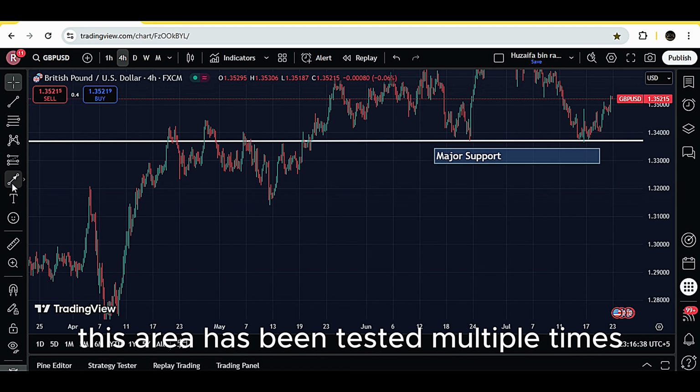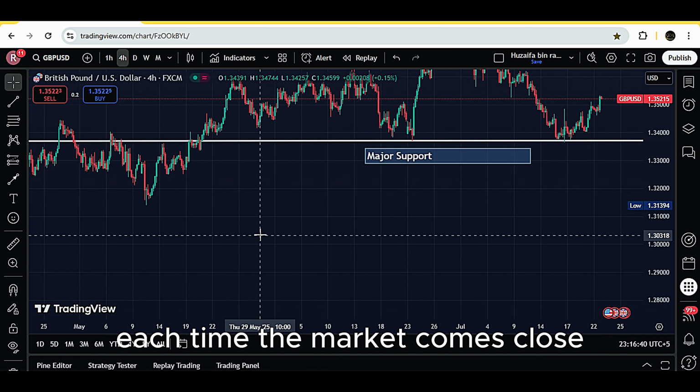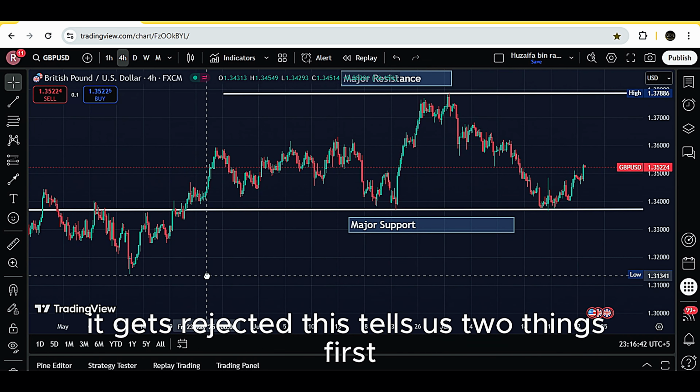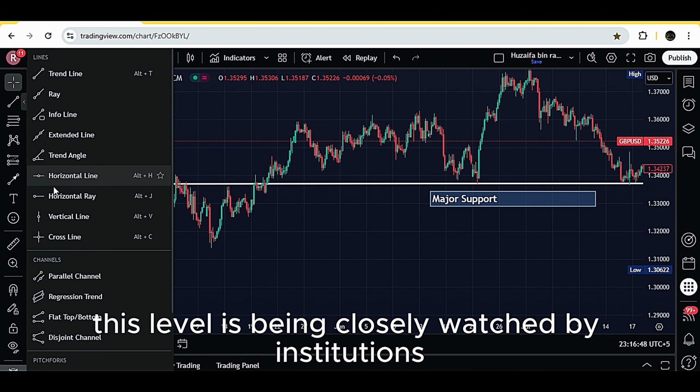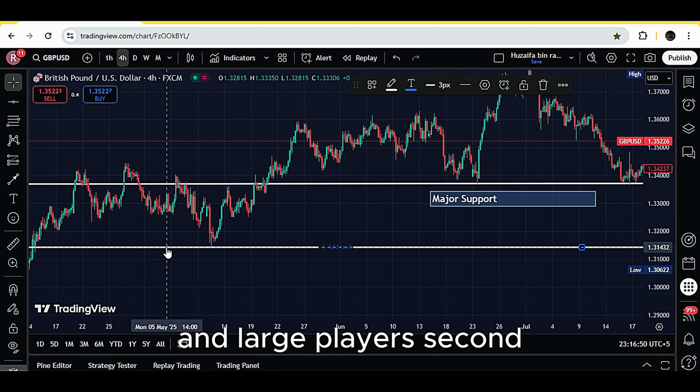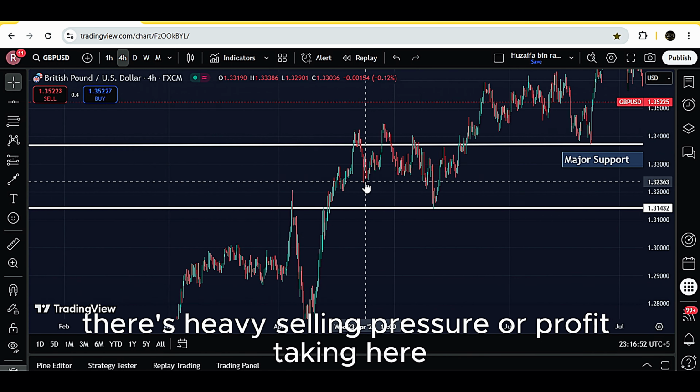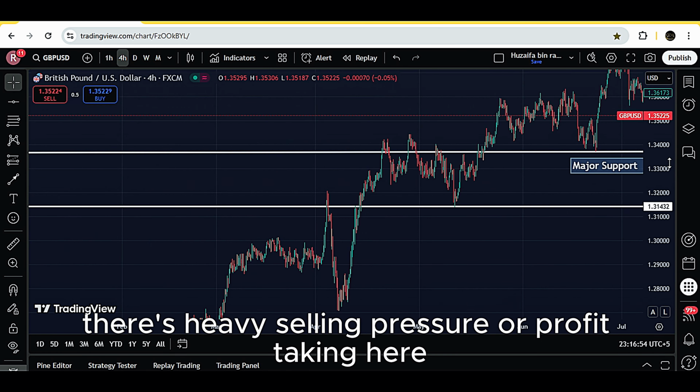This area has been tested multiple times. Each time the market comes close, it gets rejected. This tells us two things. First, this level is being closely watched by institutions and large players. Second, there's heavy selling pressure or profit-taking here.